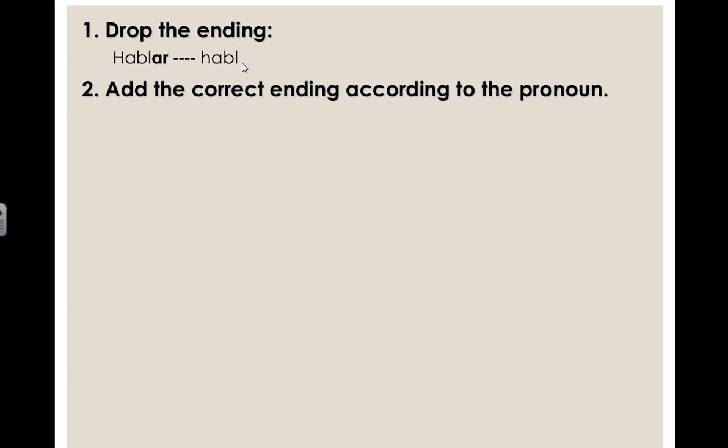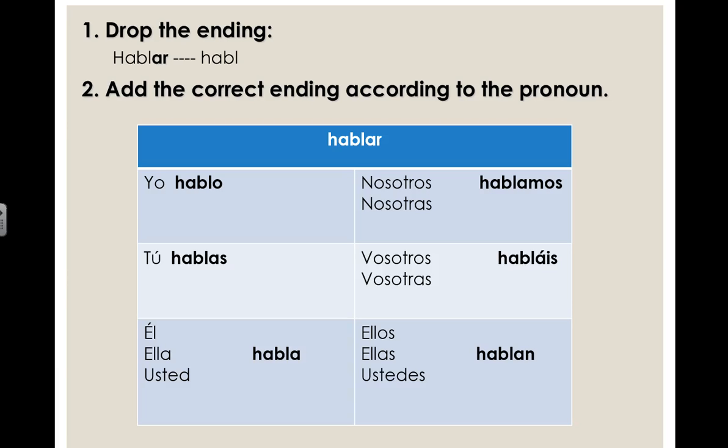So step 2 says to add the correct ending according to the pronoun. Now we haven't looked at the endings yet, but I'm going to go ahead and conjugate this verb. So we have the verb hablar. For yo, when we add that ending, would be hablo, tú hablas, él, ella y usted habla, nosotros y nosotras hablamos, vosotros y vosotras habláis, ellos, ellas y ustedes hablan. So if you notice, the stem of the verb stays the same in every single conjugation. The only thing that changes is that ending.